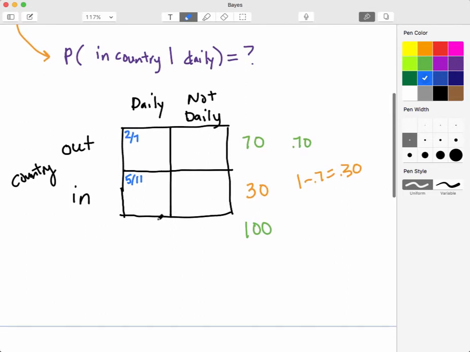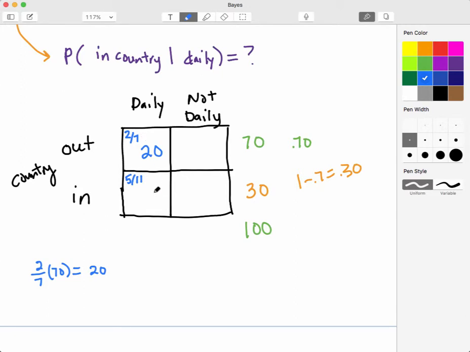Okay, so in all, we have 70 people outside the country. If 2/7 are logging on daily, I just need to find 2/7 of 70. So 2/7 of 70, do the multiplication, that ends up with 20 people. So 2/7 of 70 is 20 people. 20 people out of 70 are logging on daily when you're outside of the country. So you can see how 20 divided by 70 makes 2/7.